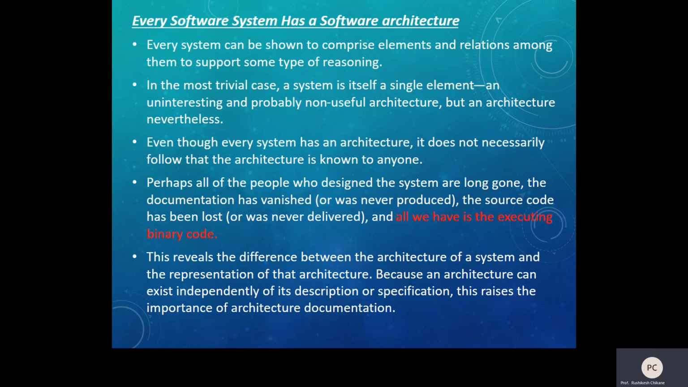In the most trivial case, a system is itself a single element, an uninteresting and probably non-useful architecture, but an architecture nevertheless. So a system with a single element can also be called an architecture. Even though every system has an architecture, it does not necessarily follow that the architecture is known to anyone, and that is the basic rule. That is, every system has an architecture, but it is not compulsory that the architecture be known to each and every person.